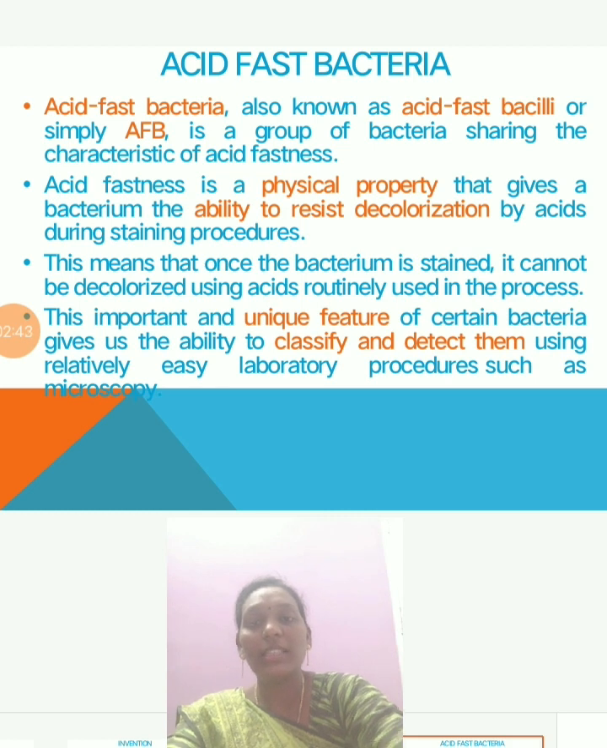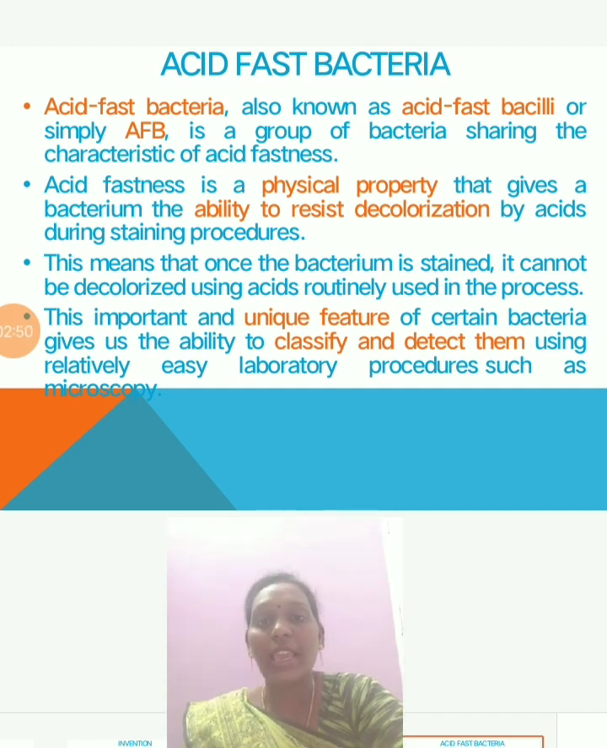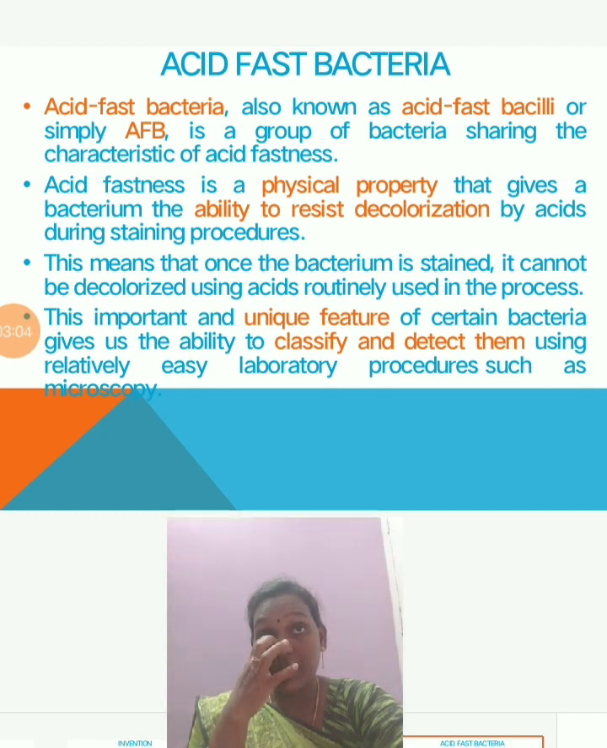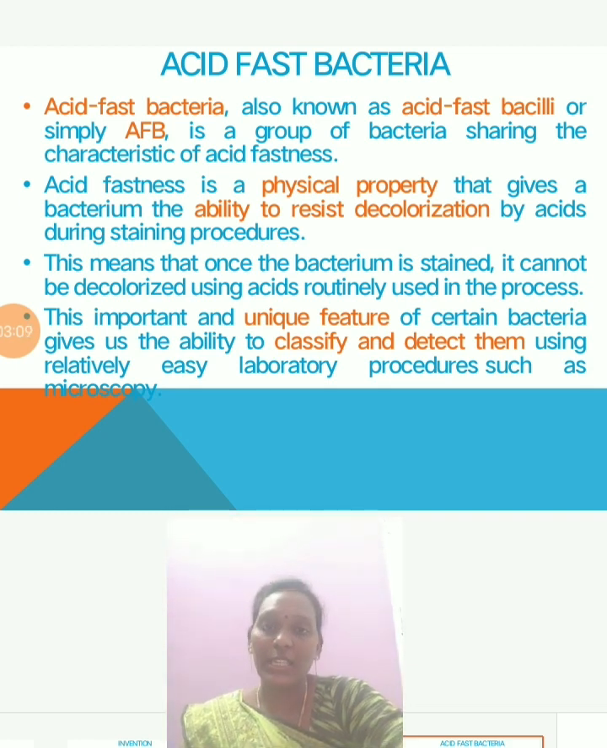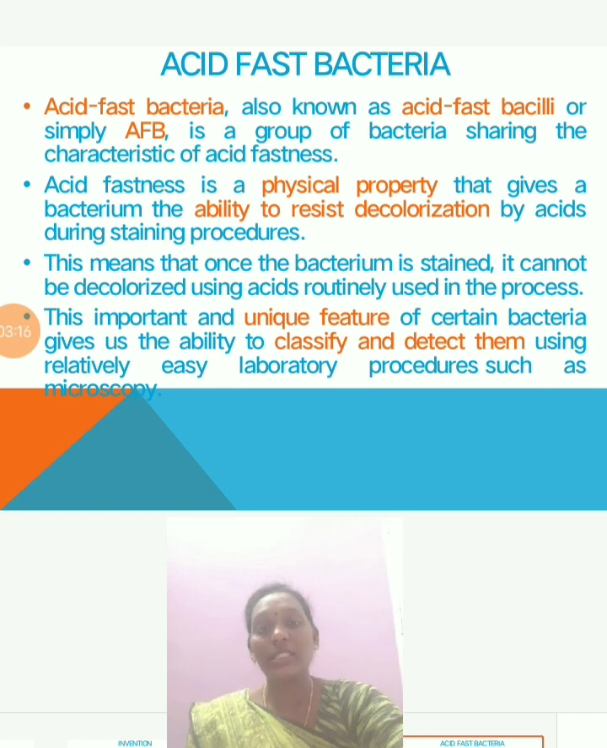So we'll learn what an acid-fast bacteria is. Acid-fast bacteria are also called acid-fast bacilli, or simply AFB, which is a group of bacteria having a characteristic called acid fastness. Acid fastness is a physical property that gives a bacterium the ability to resist decolorization by acid during the staining procedure. You cannot decolorize them very easily because the bacteria have a unique acid called mycolic acid in their cell wall. So acid fastness is a unique feature, which gives you an opportunity to classify and detect this particular type of bacteria.